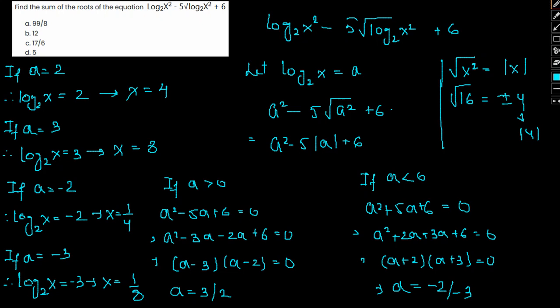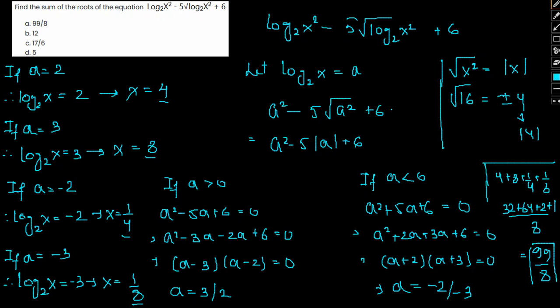Now we need to find the sum of all the roots. So 4 plus 8 plus 1 by 4 plus 1 by 8. Let me write this here. Okay, 4 plus 8 plus 1 by 4 plus 1 by 8. So we have 8 as the common denominator. So 32 plus 64 plus 2 plus 1, so 99 by 8. This will be our right answer.